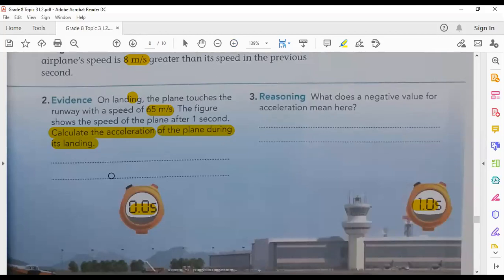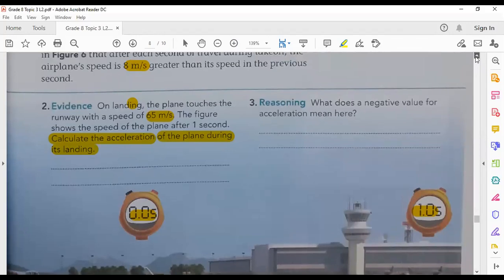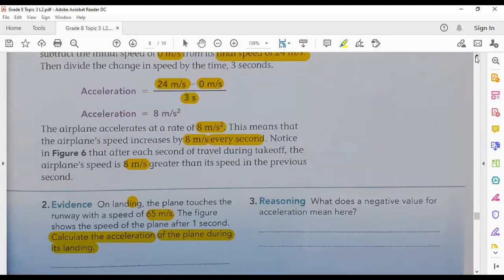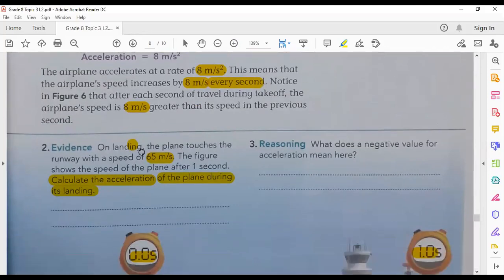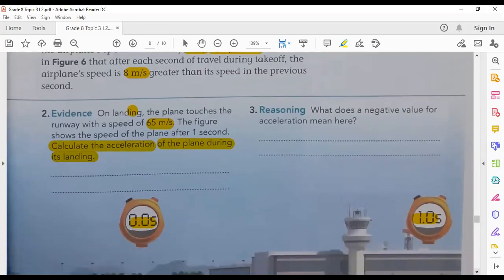يعني لا تفرحوا هذا homework 2 and 3, both of them are. بسم الله خلينا أحله على السريع. لا يعني بعثوا لي على الواتساب, please. ماشي. I help you, yani I give you a help or a hint. On landing, the plane touches the runway with a speed of what? 65 meters per second. The figure shows the speed of the plane after 1 second. Calculate the acceleration. خلاص حليت لك حليته. لا خلاص بعدي عن الوقت. ماشي لي. Over.